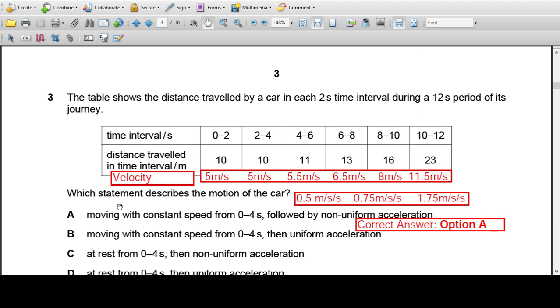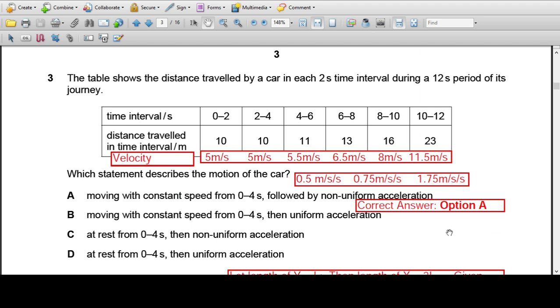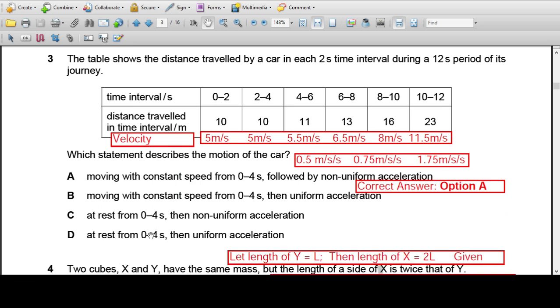So we can see that it is moving with a constant speed, yes, option A is correct, followed by a non-uniform acceleration, yes. So the correct option is A. Then uniform acceleration, no. Speed is constant, so option A is correct. 0 to 4 seconds is resting, no, it traveled a distance of 10 meters, so C and D are wrong, and option A is the correct option.